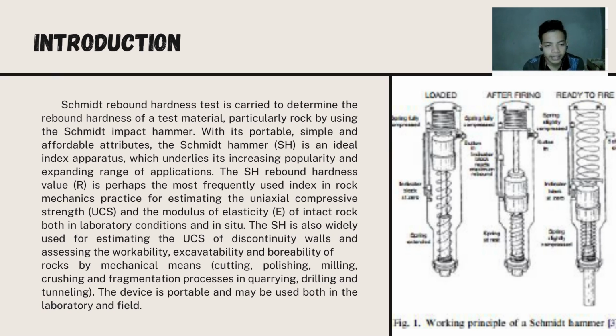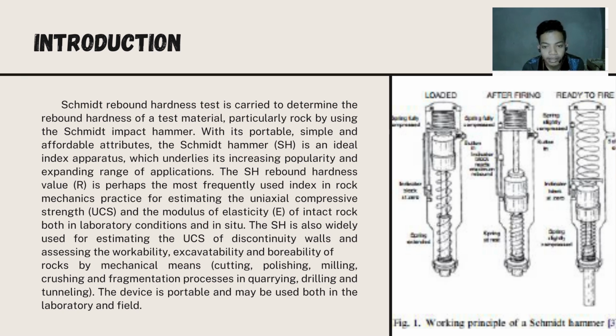This is our second experiment of the open-ended experiment, which is the Schmidt rebound hardness test. For the introduction, the Schmidt rebound hardness test is carried out to determine the rebound hardness of test materials, particularly rock, by using the Schmidt impact hammer. With its portable, simple, and affordable attributes, the Schmidt hammer (SH) is an ideal index apparatus, which underlies its increasing popularity and expanding range of application.